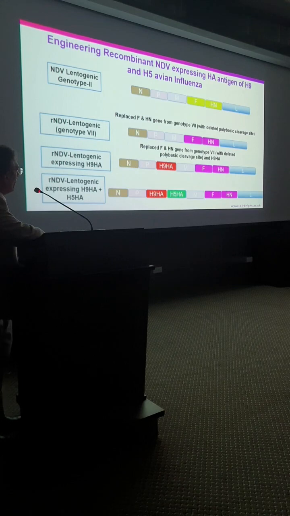But if you want to make it multivalent, you can introduce, in this case, H9 HA or double H9 and H5 and so on. So in this way, you can modify the virus by reverse genetics, and you can make vaccines which are homologous to your local strains as well as multivalent. So the antigen you can also put from the local strain.